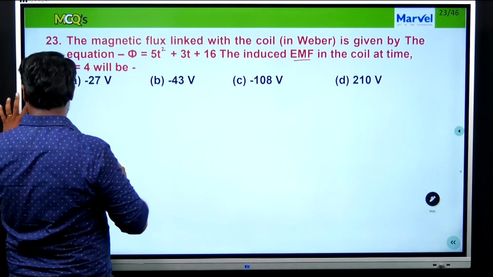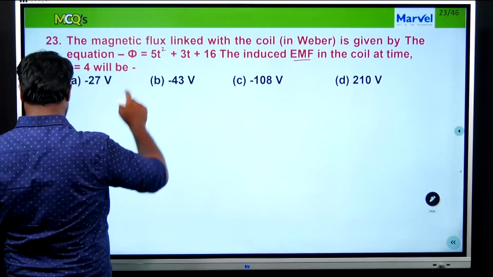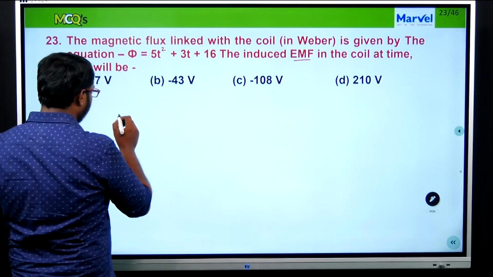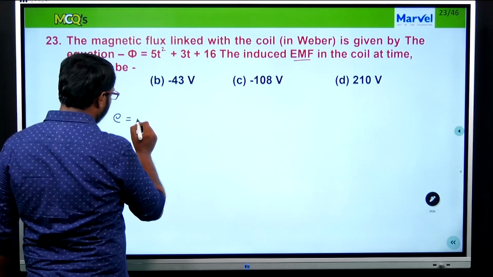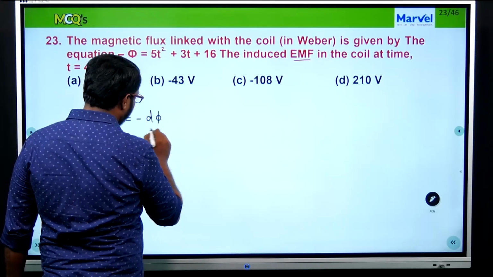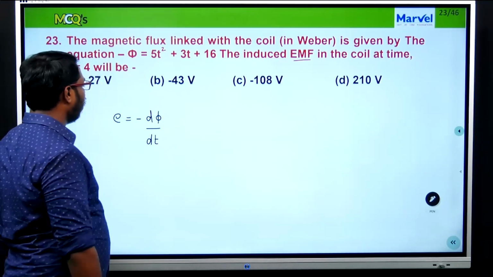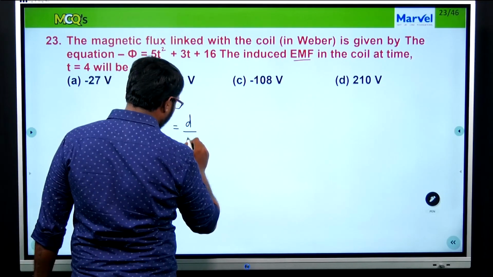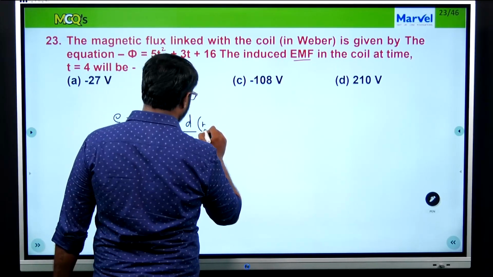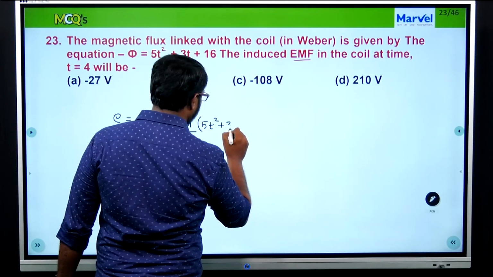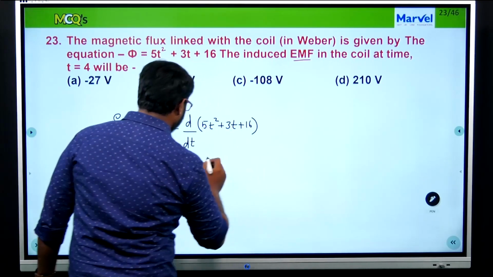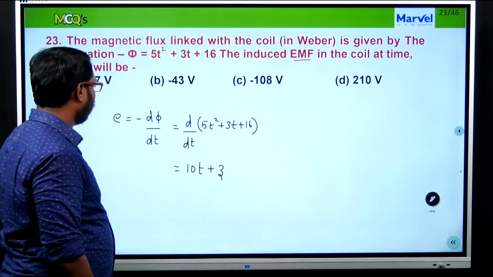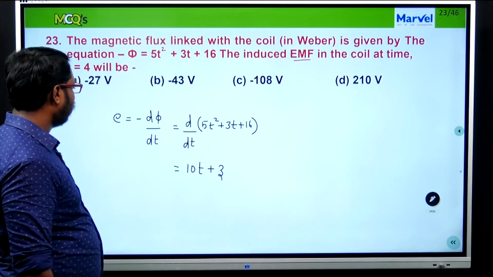Here what we are supposed to do is just plug the equation into a differential one. E is equal to minus of d phi by dt. On differentiating the whole equation with respect to time, 5t squared plus 3t plus 16, we get 10t plus 3.